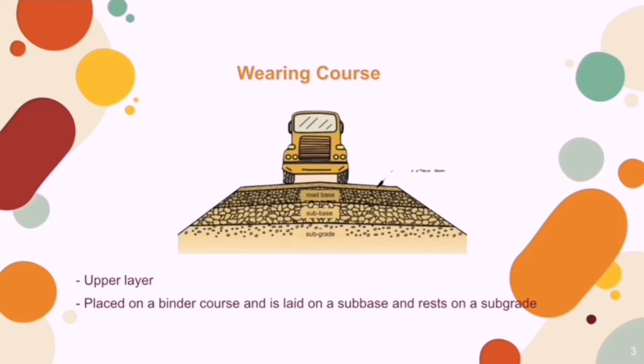Okay, secondly, it is the wearing course. A wearing course is the upper layer in roadwork construction that consists of asphalt concrete. It is placed on a binder course and is laid on a subbase and rests on a subgrade.